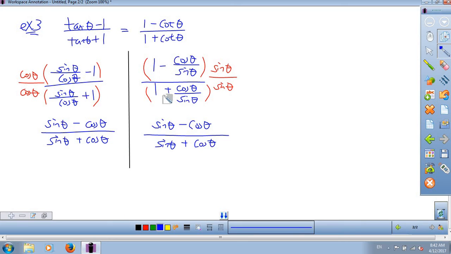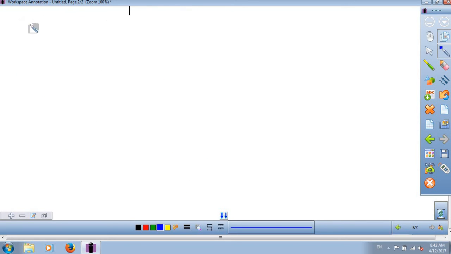Now this is not the only way that we can do it. I could convert cotangent to 1 over tangent and multiply by tangent, and you will get the same thing. Okay, so it could be easier that way, but there are several ways that we can do this. Let's try a few more examples.